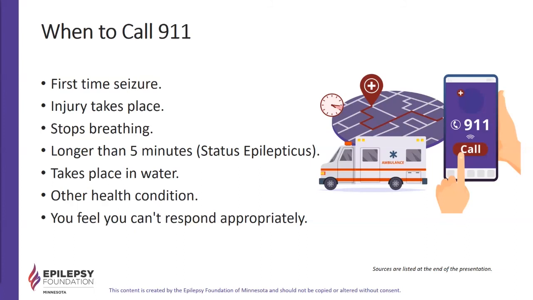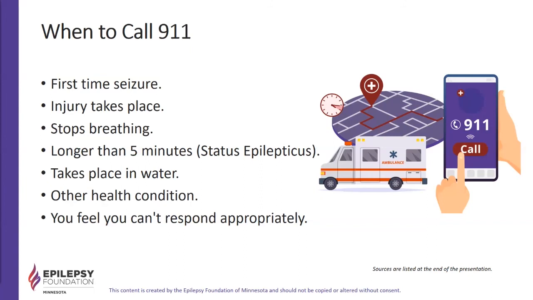One of the times that it can happen is known as status epilepticus, and this is a seizure lasting longer than 5 minutes. That's why it's important to time the seizure. So if it's gone on for longer than 5 minutes, you'll want to call an ambulance.